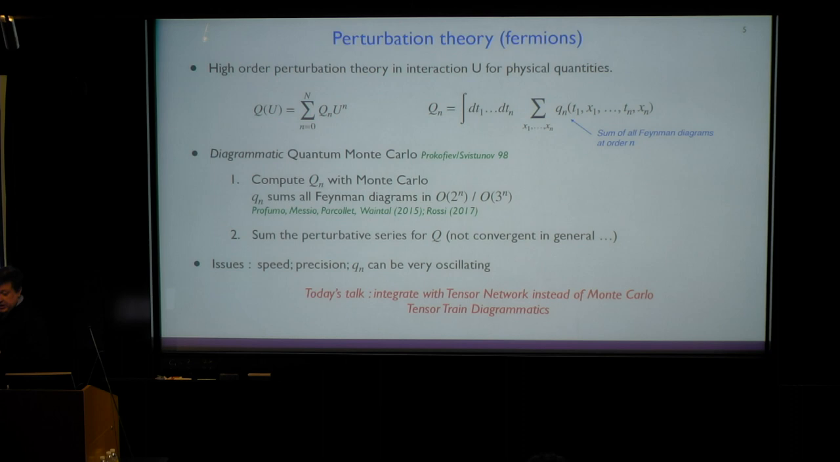You need to have more and more precision on Qn the higher you go, because it's very sensitive. And also there are cases, we will see one in the out of equilibrium case, where the function can be really oscillating. And as we know, that's very bad for Monte Carlo. That's one manifestation of the sign problem.